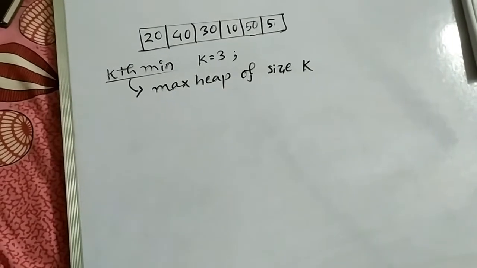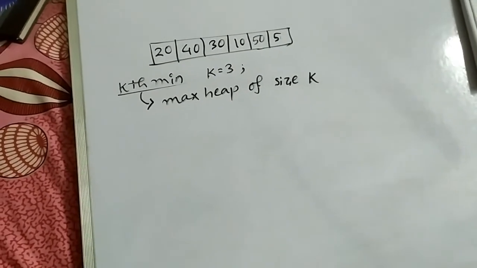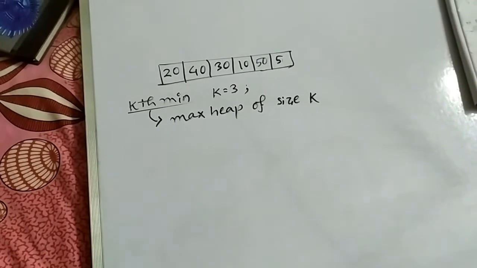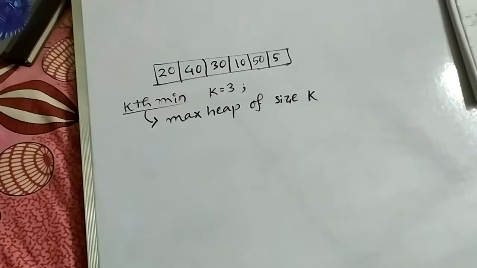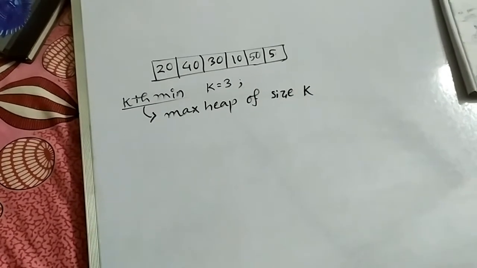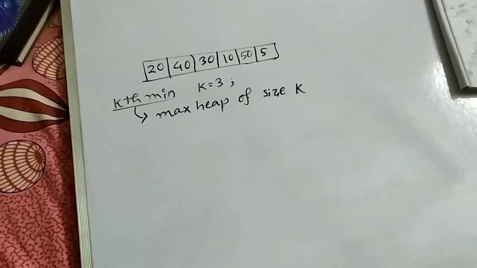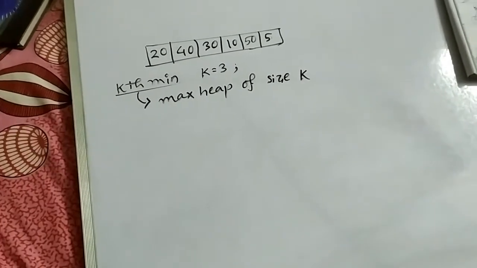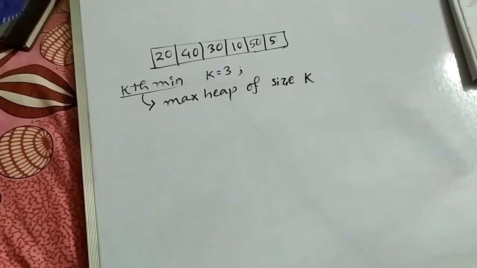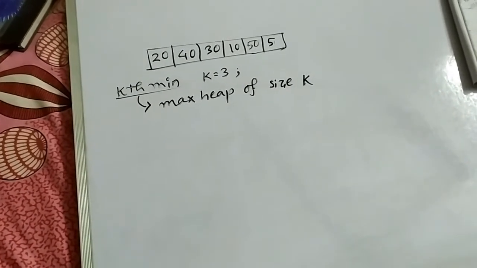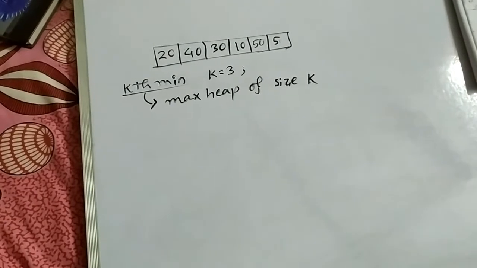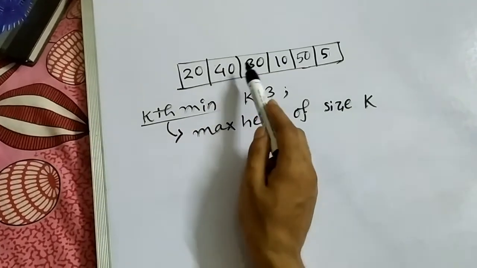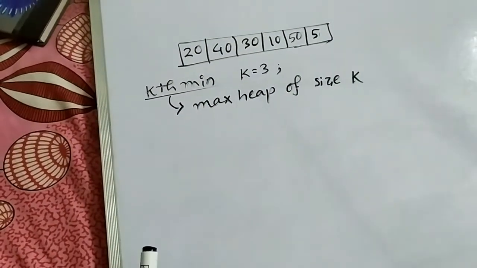Now we will see how to find the kth minimum. To make our example simple and easy to understand, I am taking the value of k as 3. You can take any value of k within 1 to n. So let's see how we can find the kth minimum, that is the third minimum, from the given array. The array is 20, 40, 30, 10, 5, 50.